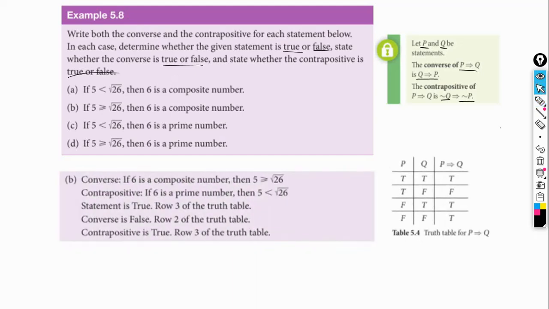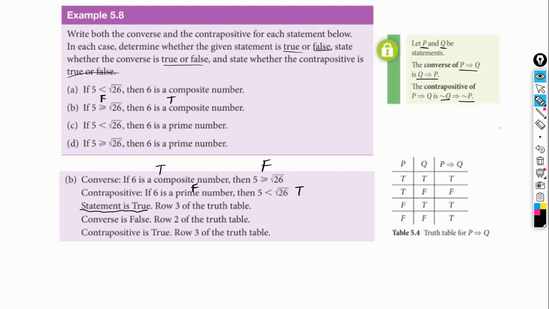So now let's focus on B. And it says, if 5 is greater than or equal to the square root of 26, which by the way is false, then 6 is a composite number. This is a true statement. The converse of this would be, if 6 is a composite number, true statement, then 5 is greater than or equal to the square root of 26, false statement. The contrapositive, if 6 is a prime number, false, then 5 is less than the square root of 26, which is true. So we have that the statement is true.